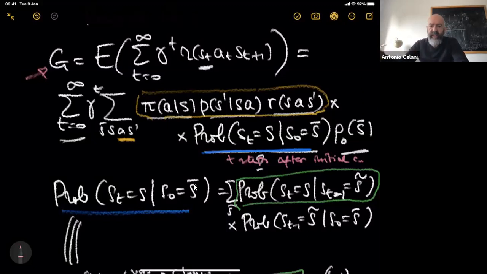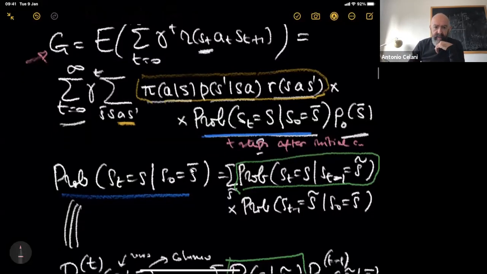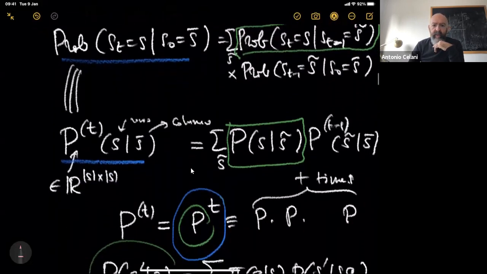And then I have to trace out all intermediate positions, which is to say that the probability transition from one state to another in t steps is the matrix product of probabilities over each of the steps. This is something which is very basic in Markov chains. Is everybody at ease with this? Okay. Which is what I rewrote here.